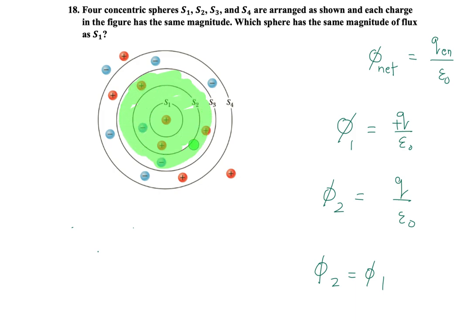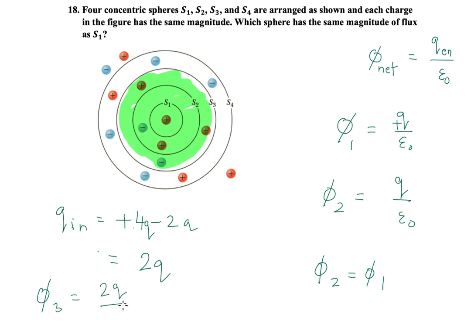If we check the charges inside S3, let's shade it. How many charges are there inside S3? We can see there are 1, 2, 3, 4 positive and 2 negative. So Q in will be plus 4 minus 2, which gives plus 2Q. So phi 3 will be 2Q over epsilon, which is not equal to phi 1. Okay, so that's how we can find the flux.